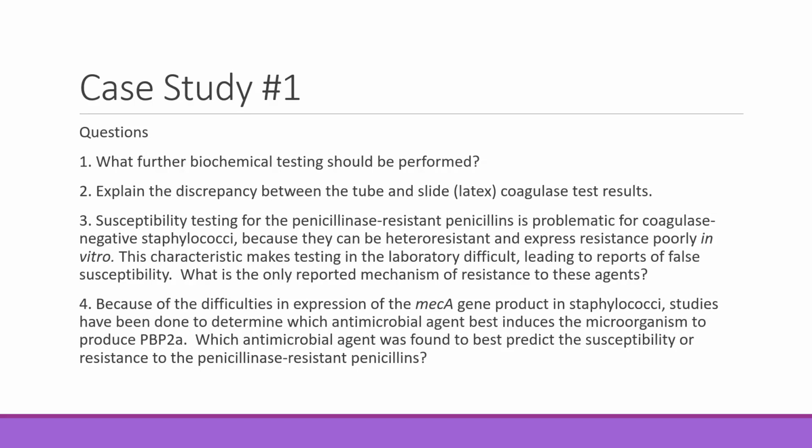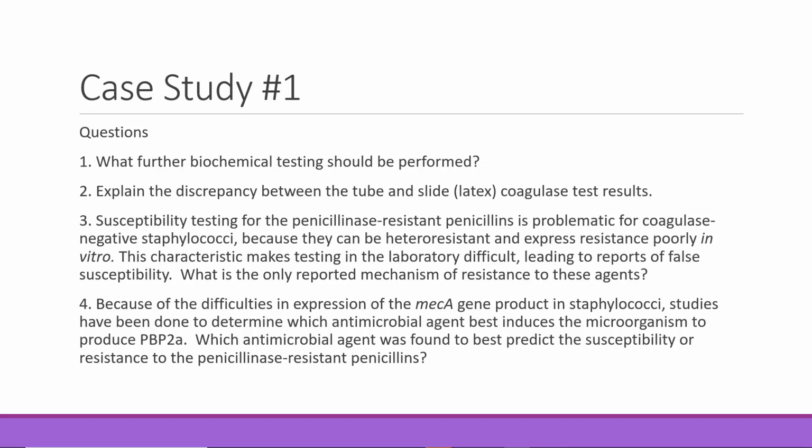Number 2, explain the discrepancy between the tube and slide coagulase tests. So with this one, Staph intermedius is coagulase variable, so there could be a discrepancy between the two of those.